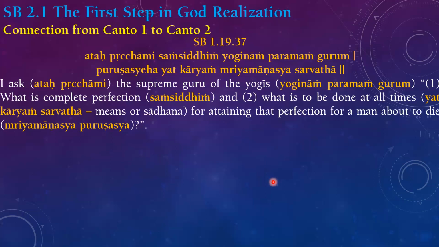So there are two questions asked by Parikshit Maharaj in this verse. What is the complete perfection? What is the means or sadhana to attain that complete perfection? Why is he asking this? A few minutes before, he had the same question to the assembled sages. Among the assembled sages, some said, "Oh, my dear king, you should perform karma. You should go to Swarga and enjoy."